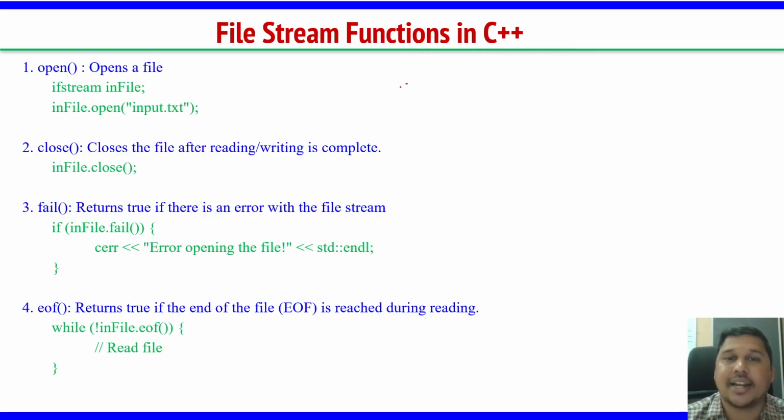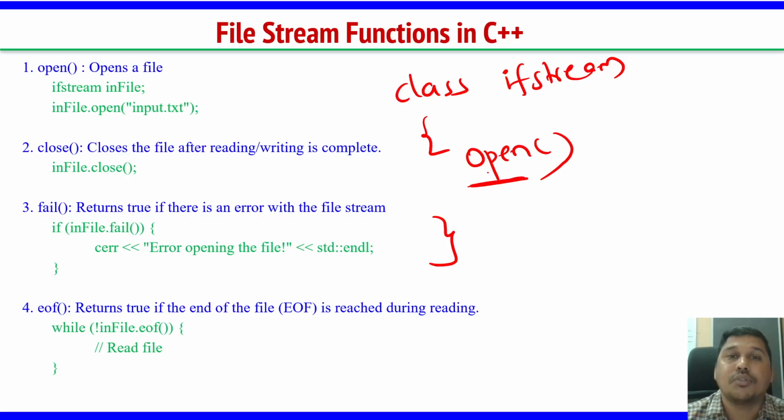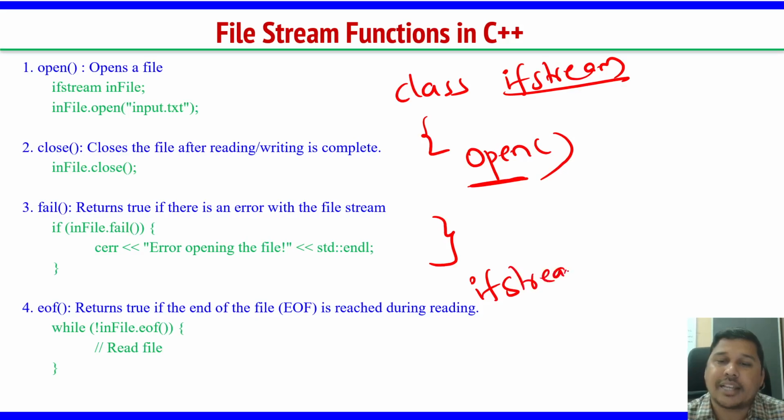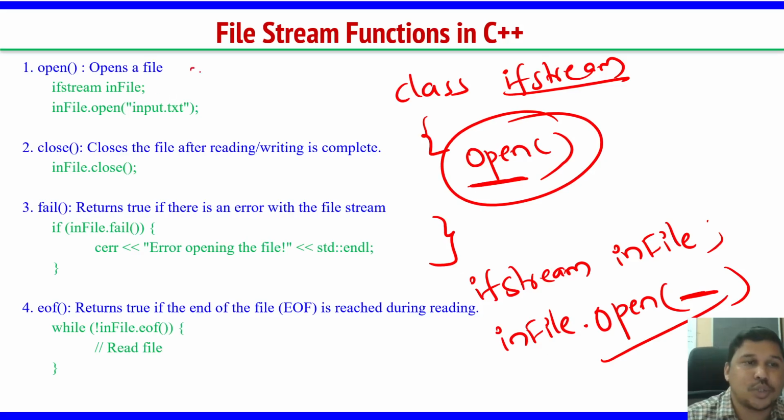True or not? Again, it's a kind of class concept. There is a class ifstream. It has so many functions in it. One among them is open. Now, how do you access open? You have to create an object, right? For which class? For this ifstream class. So how do we create that? You write the class name and the object name. That object name I am giving here as infile. Using this object infile, using the dot operator, you can access this function open. That is what these two statements say.